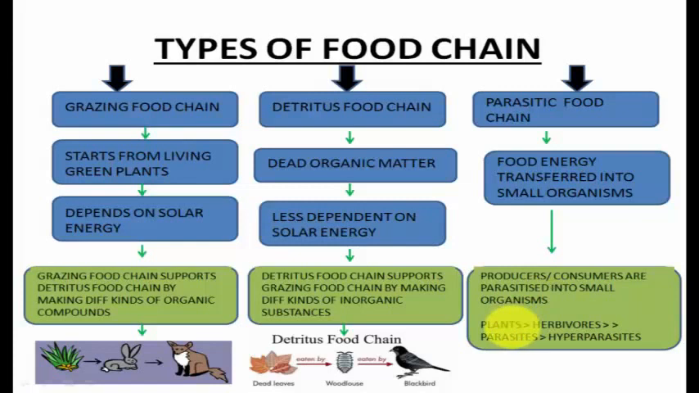Let's say we have plants. These plants will be eaten by herbivores. These herbivores will be eaten by parasites, and in turn the parasites will be eaten by hyperparasites. So basically here the plants are converted into very small organisms, which in this case are hyperparasites. So we say plants are parasitized into small organisms. This food chain is known as a parasitic food chain, right? I hope you have understood the various kinds of food chains, because we will be talking about these food chains in the next few videos also.